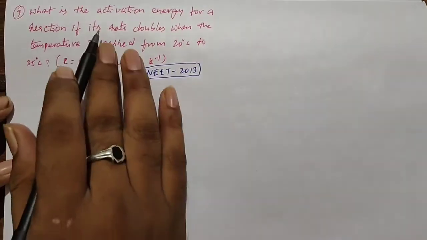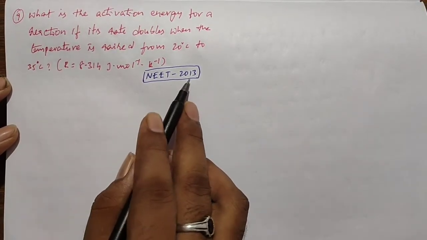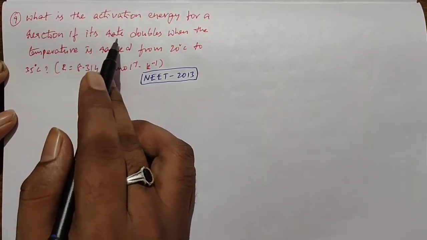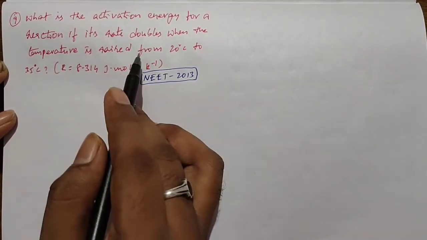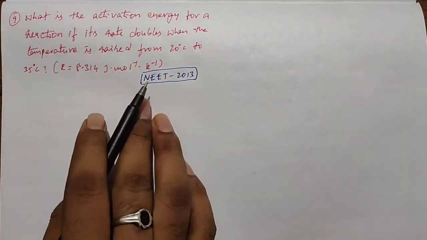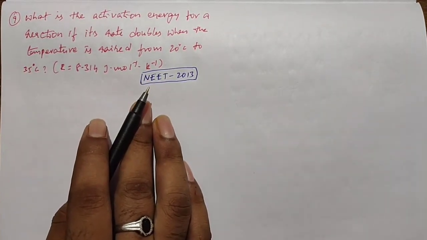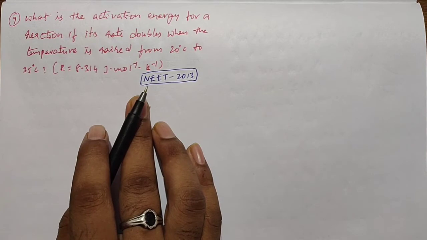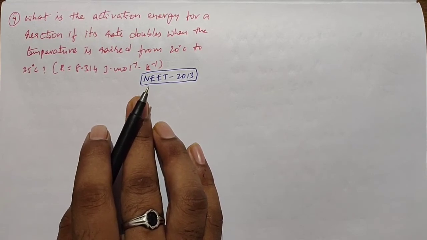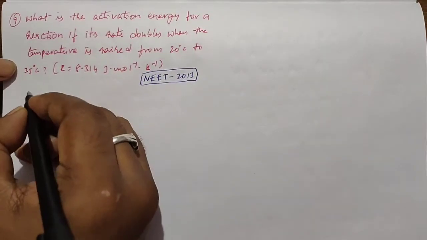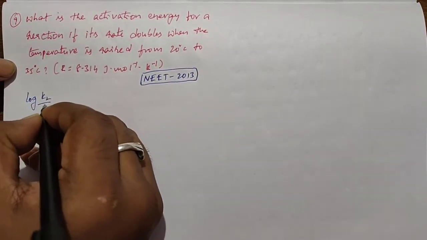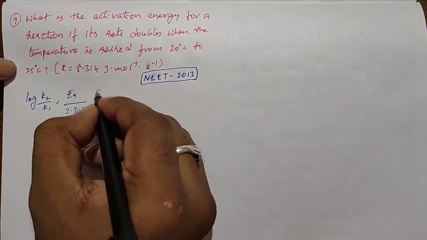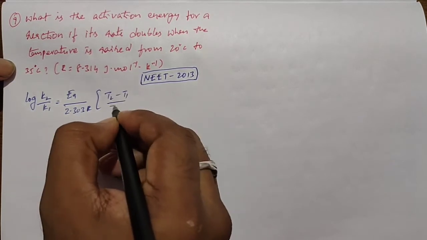Okay students, this is the next problem. This problem is given in the NEET 2013 paper. What is the activation energy for a reaction if its rate doubles when the temperature is raised from 20 degrees to 35 degrees? They are asking about the activation energy, and they give the change of temperature from 20 degrees to 35 degrees, and in that time the rate is doubled. Based on this information, we can take the formula, that is log of k2 by k1 is equal to Ea by 2.303 R into T2 minus T1 by T1 T2.